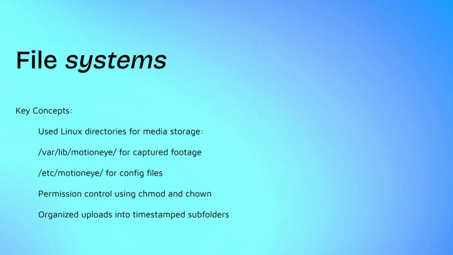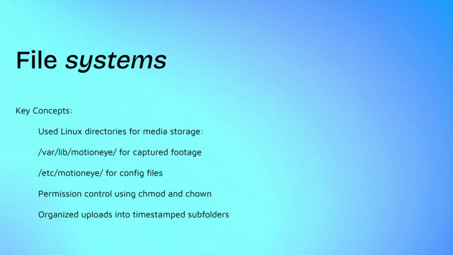Next, let's look at file systems. File system management was essential to this project. MotionEye requires a few key directories to function: /etc/motioneye and /var/lib/motioneye, which stores the captured media. These folders didn't exist by default, so I created them manually and set their permissions using chmod and chown to ensure that my user could write to them.